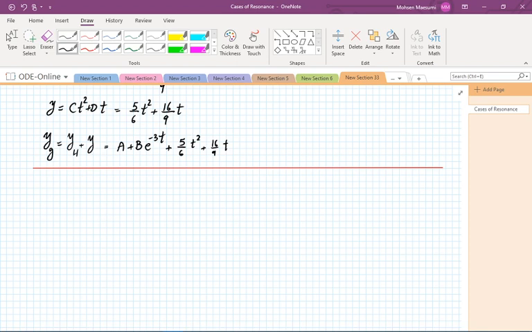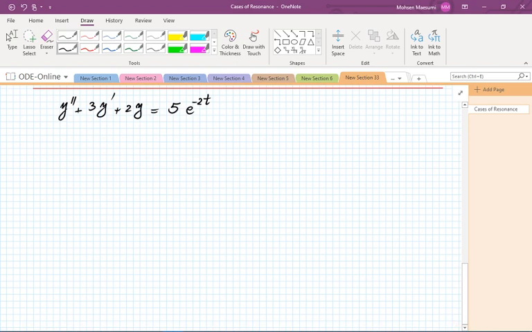So let's take a look at another example. Suppose I have y double prime plus 3y prime plus 2y, and now let's take 5 exponential of minus 2t. I'm not going to run a parallel here. You have seen enough of those, so let's go ahead and quickly solve this one. Let me see if you can go ahead and solve this thing with the same method that we had in the previous case, and then you come back and compare your solution versus the solution that I'm going to find.